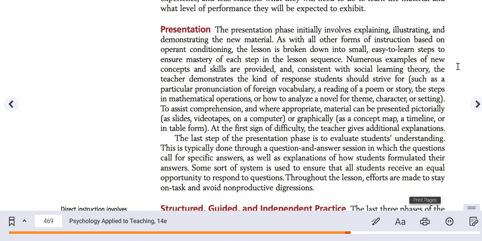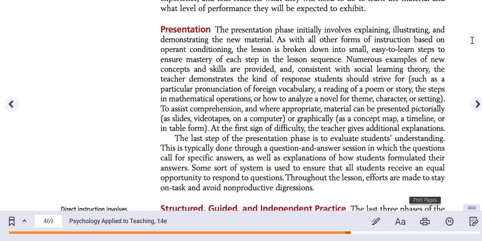Presentation. The presentation phase initially involves explaining, illustrating, and demonstrating the new material. As with all other forms of instruction based on operant conditioning, the lesson is broken down into small, easy-to-learn steps to ensure mastery of each step in the lesson sequence. Numerous examples of new concepts and skills are provided, and consistent with social learning theory, the teacher demonstrates the kind of response students should strive for, such as a particular pronunciation of foreign vocabulary, reading of a poem or story, the steps of mathematical operations, or how to analyze a novel for theme, character, or setting.